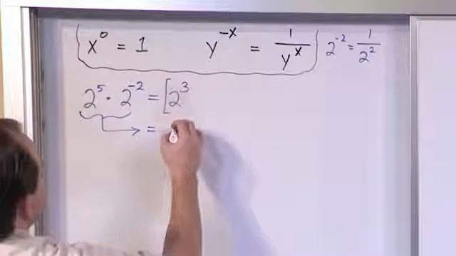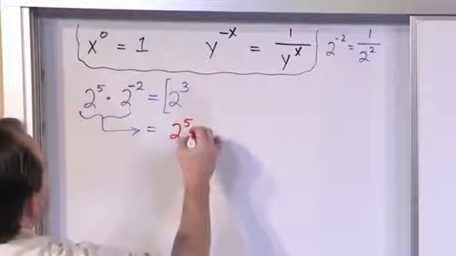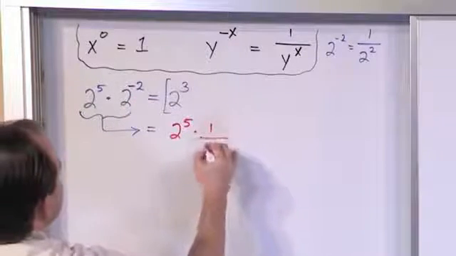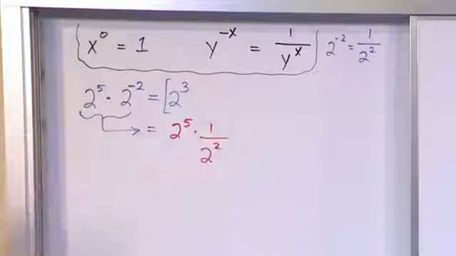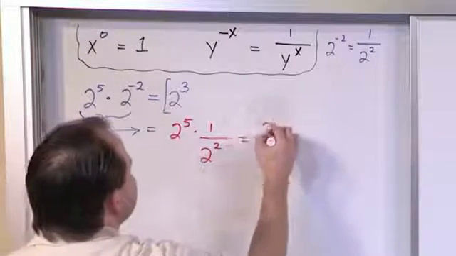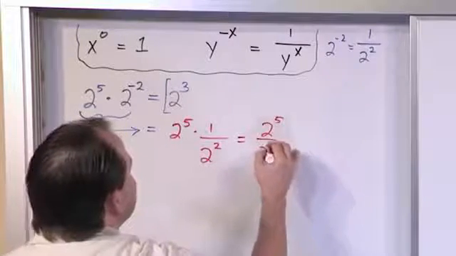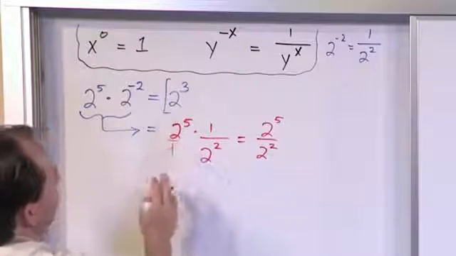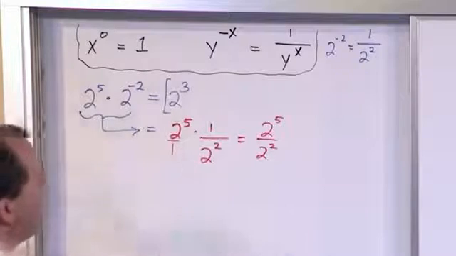This is also equal to 2 to the power of 5 times, this can be written as 1 over 2 squared, like that. Which, since this is all multiplied together, this is just 2 to the power of 5 divided by 2 squared, because don't forget, this is kind of like over 1. So when you multiply these things, you'll get this.